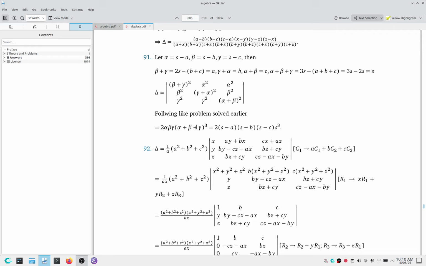So once we have this, we can say that this is equal to 2 times s minus a times s minus b times s minus c times s cubed.